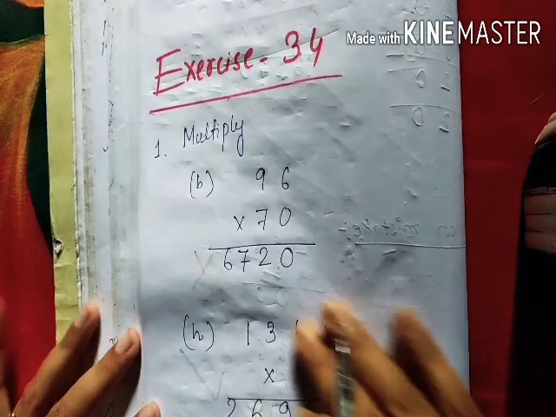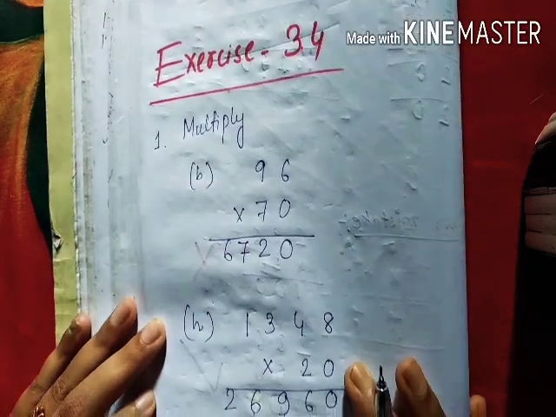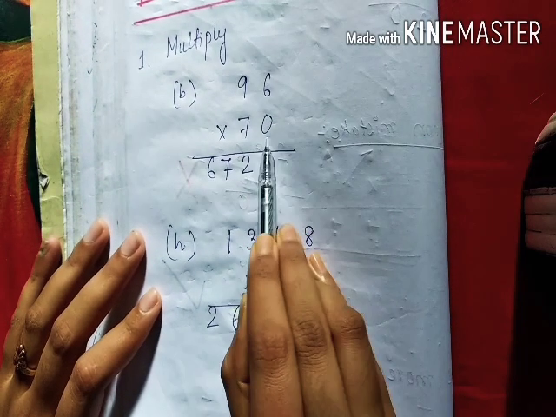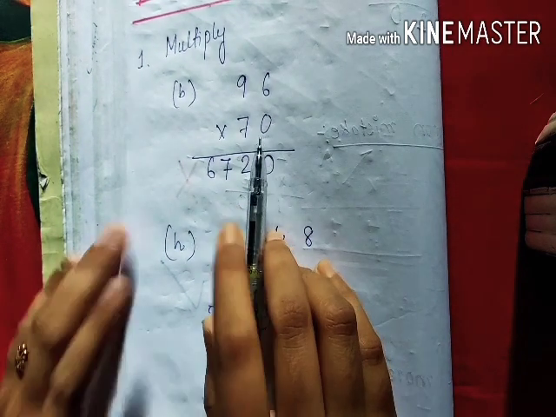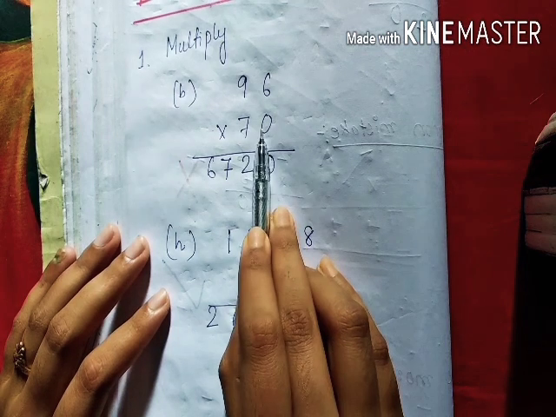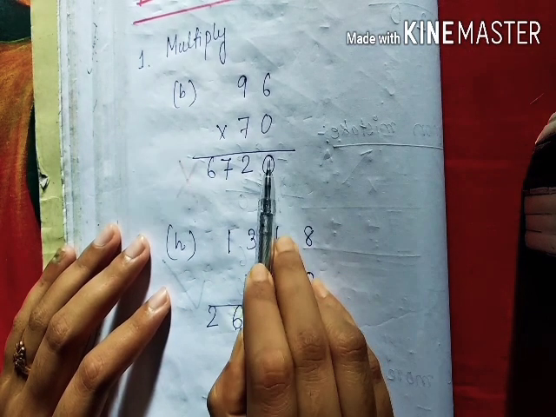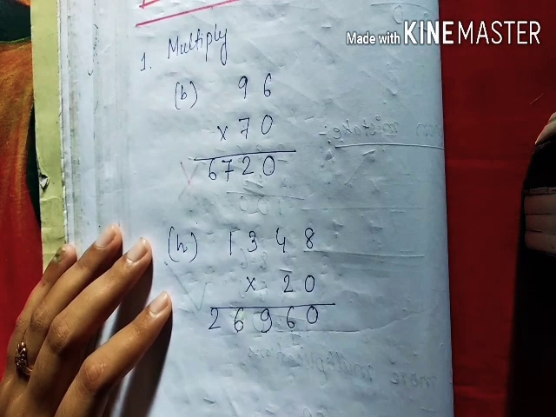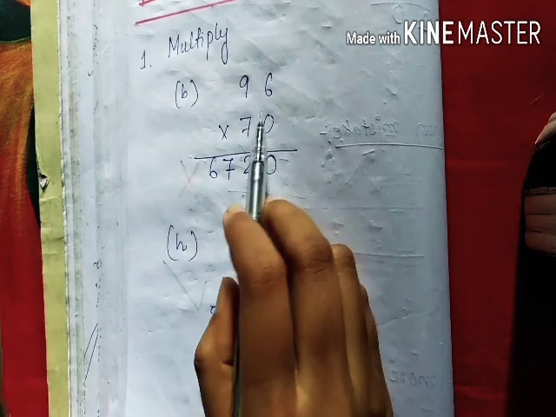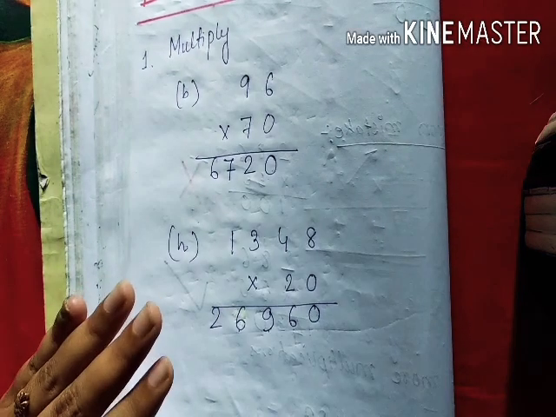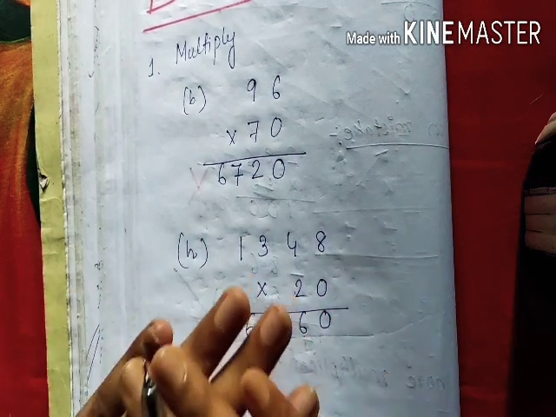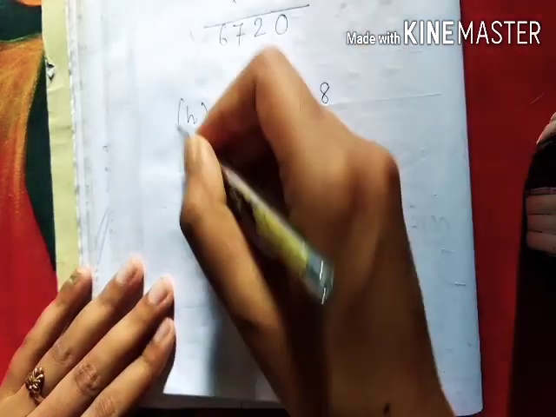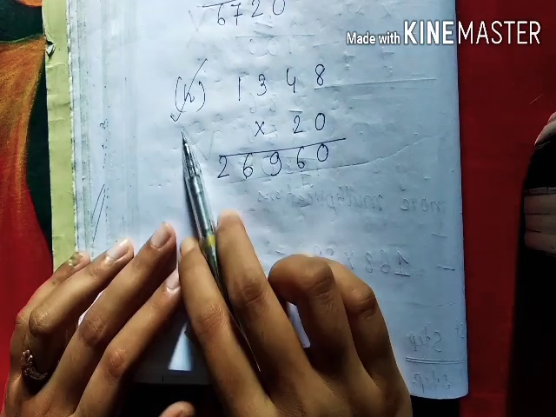Now let's discuss some exercise questions. Exercise 3.4, multiply. Here a 2-digit number is there, but in the unit place 0 is there. So in one step only you can do it, right? In ones place 0 is there, so in the answer also ones place will be 0. Now 7 6s are 42, so 4 carry is there, and 7 9s are 63. 63 plus 4 will be 67. Okay students, so this one I am solving for B number. Here I'll show you H number. So H number is given.